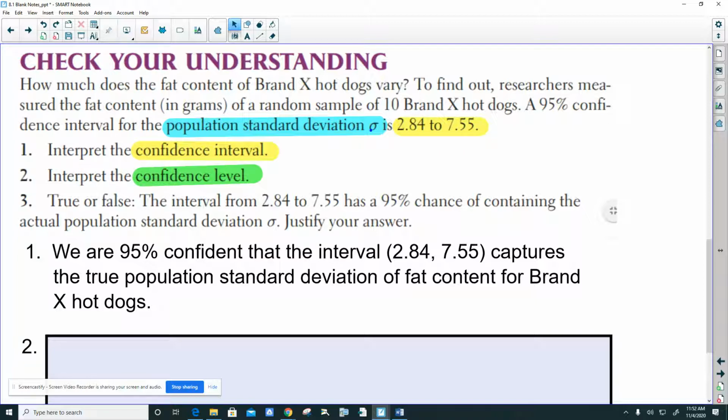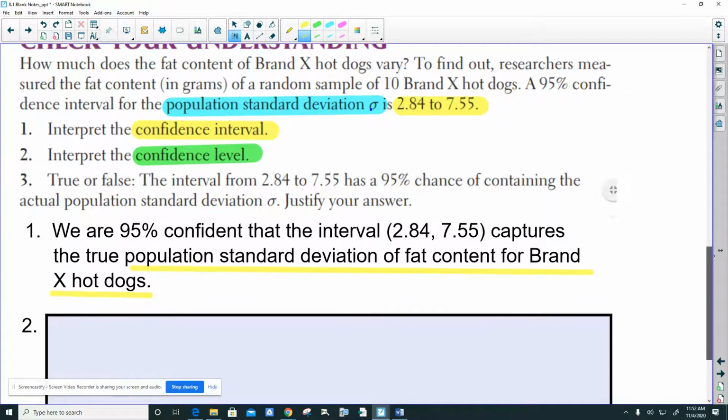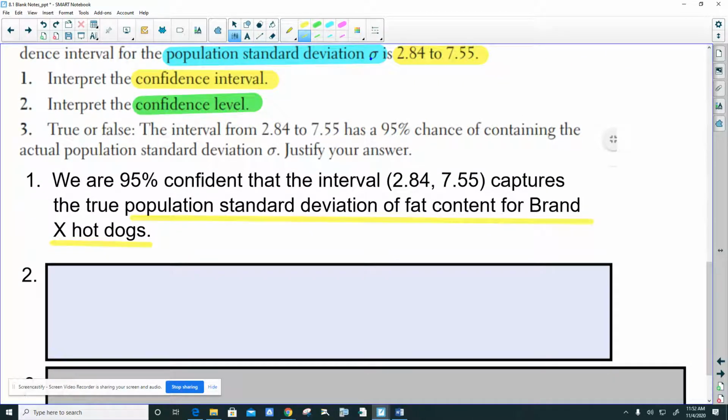Okay, once again, just notice that I included in context what it was that we were talking about in this problem. That's what those numbers 2.84 to 7.55 are representing: the true fat content for brand X hot dogs. Now here's the difference between that interpretation and interpreting a confidence level.